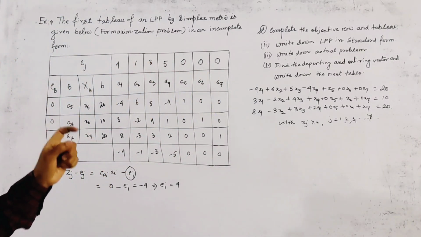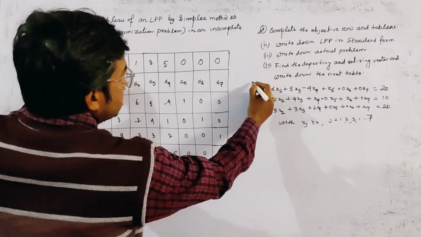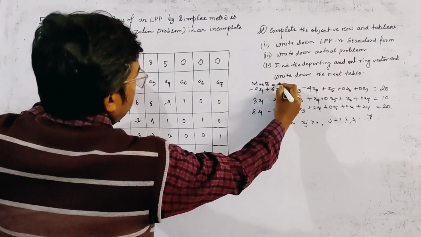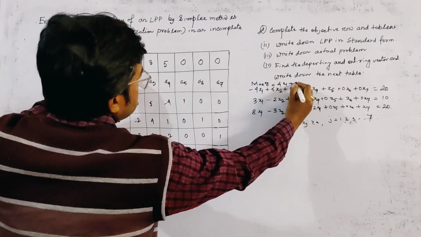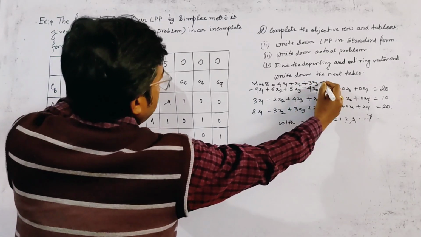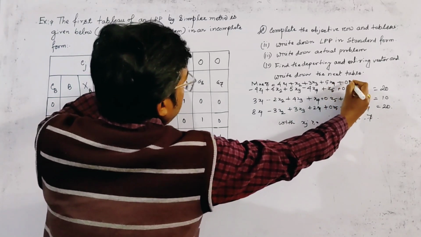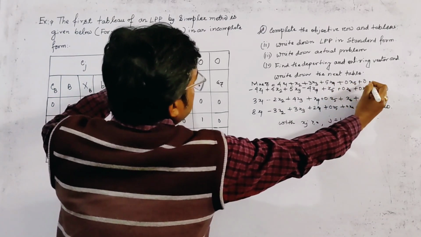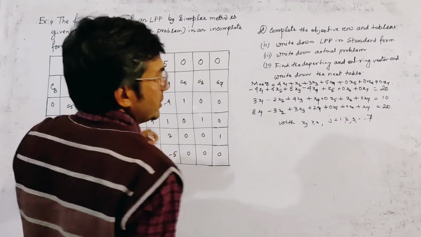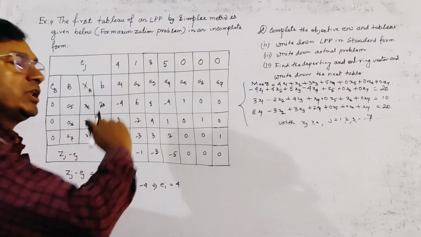And here we have to write the objective function which is given from the first row. This is max z equal to 4x1 plus x2 plus 3x3 plus 5x4 plus 0x5 plus 0x6 plus 0x7. And this is the standard form of the LPP.